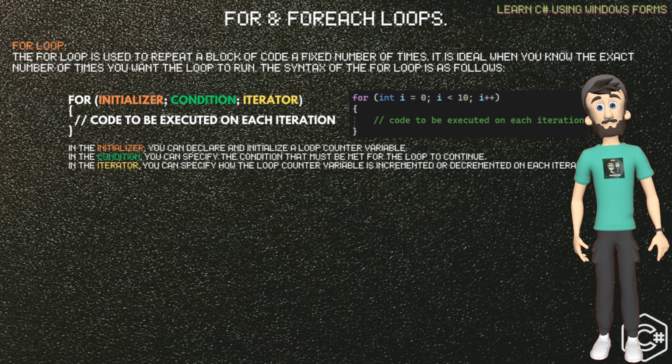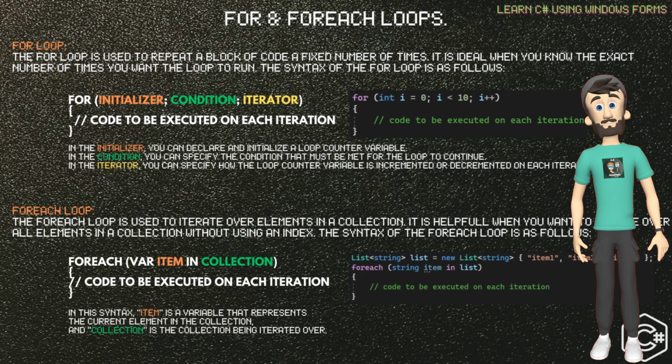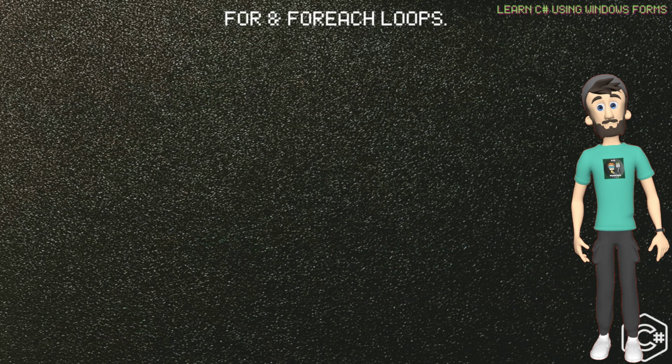For each loop. The for each loop is used to iterate over elements in a collection. It is helpful when you want to iterate over all elements in a collection without using an index. The syntax of the for each loop is as follows. In this syntax, item is a variable that represents the current element in the collection, and collection is the collection being iterated.